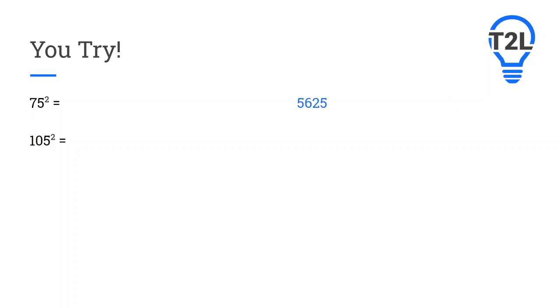Okay, so yeah, it's 5625. The last is always going to be 25, and then you multiply 7 by one number higher, so 56. And then 10 would be 105 squared, which is 11025. The last two digits are 25, and then you multiply 10 by 11, which is 110.